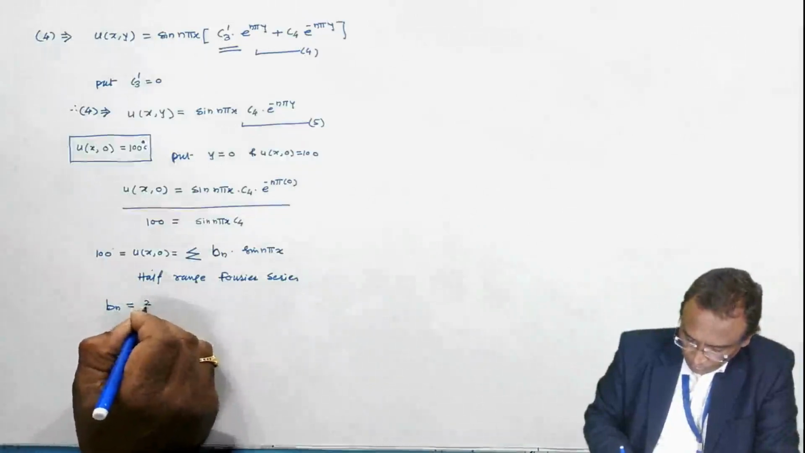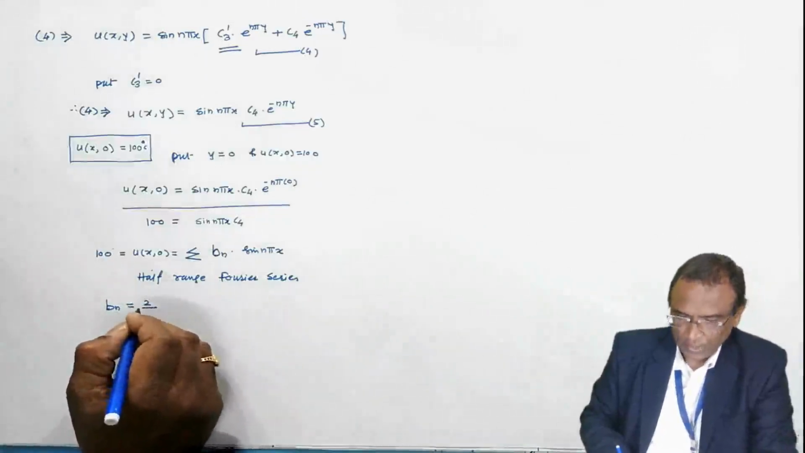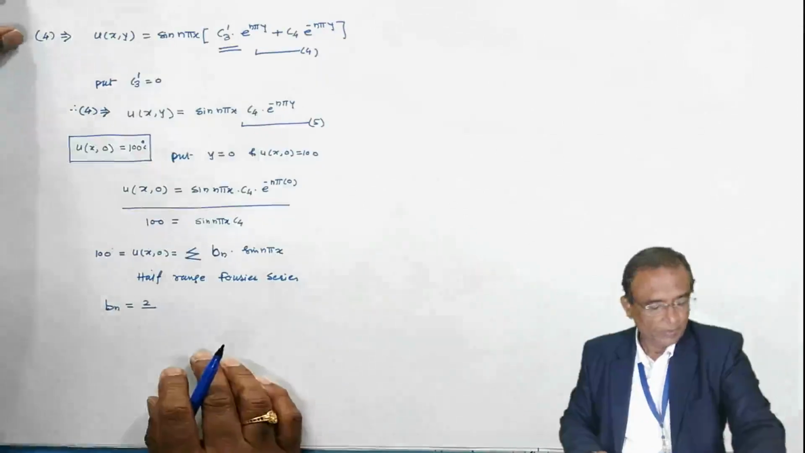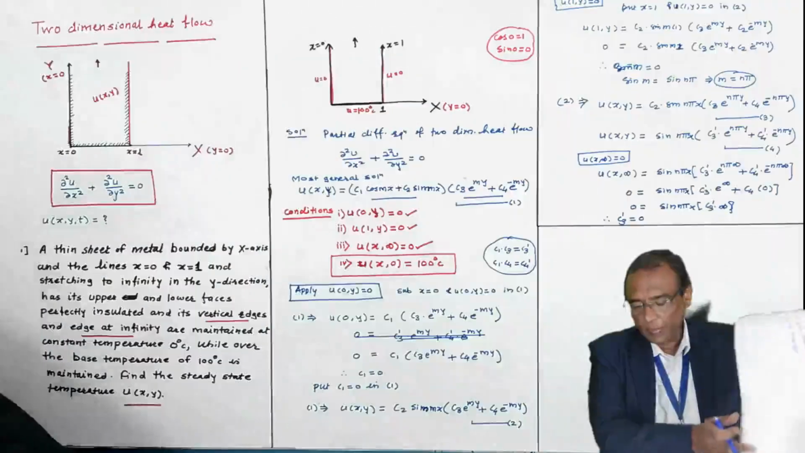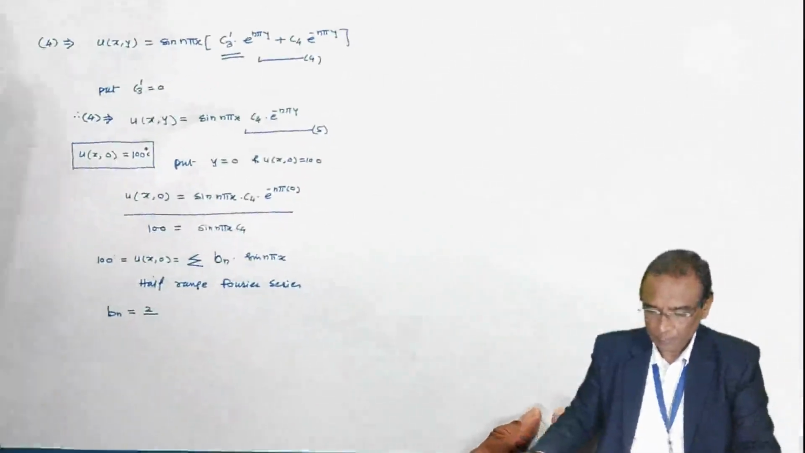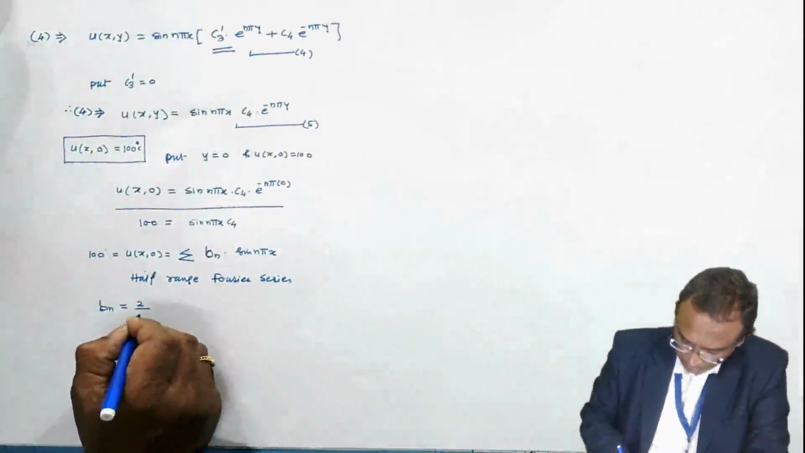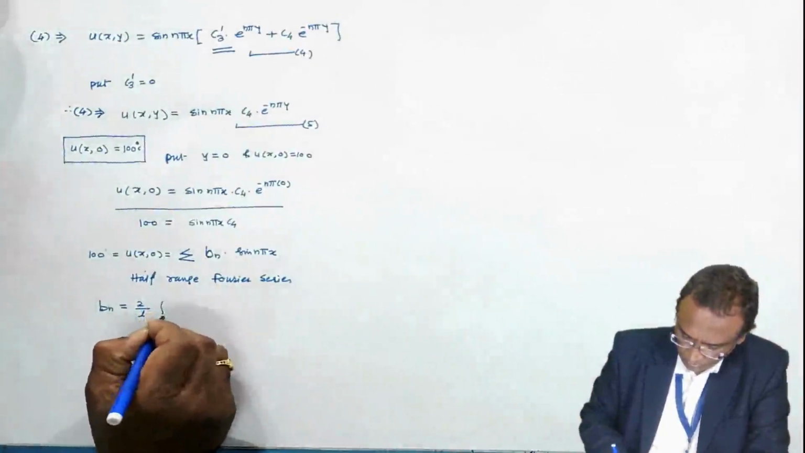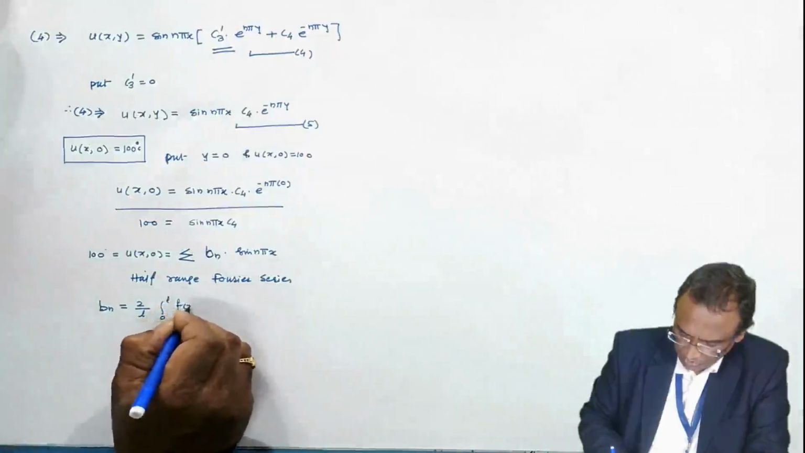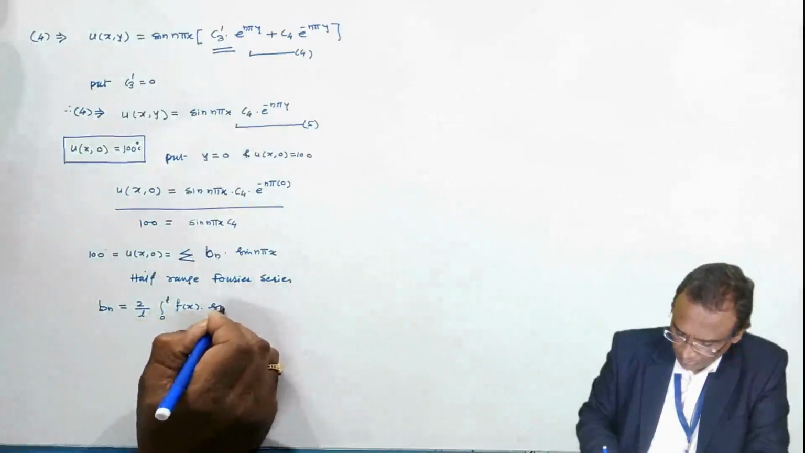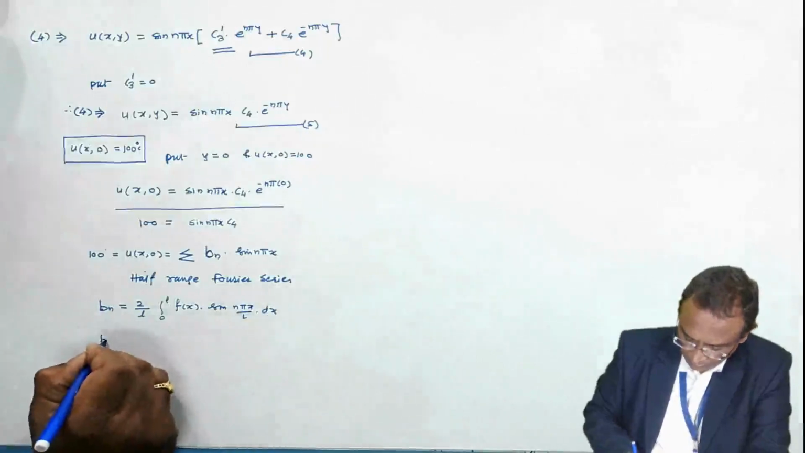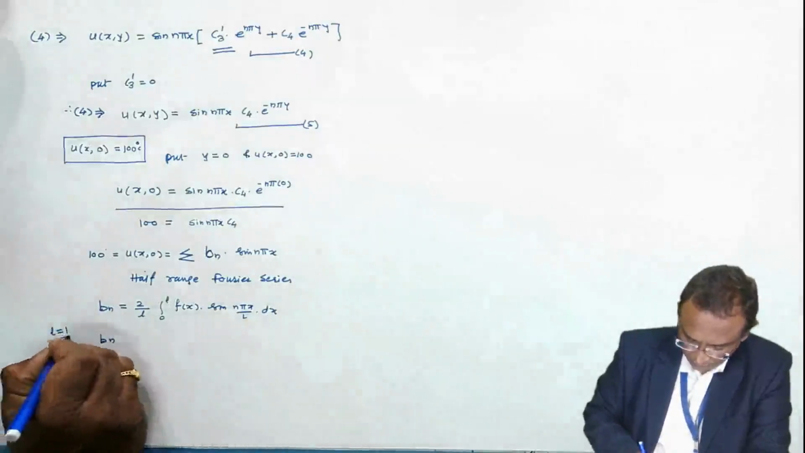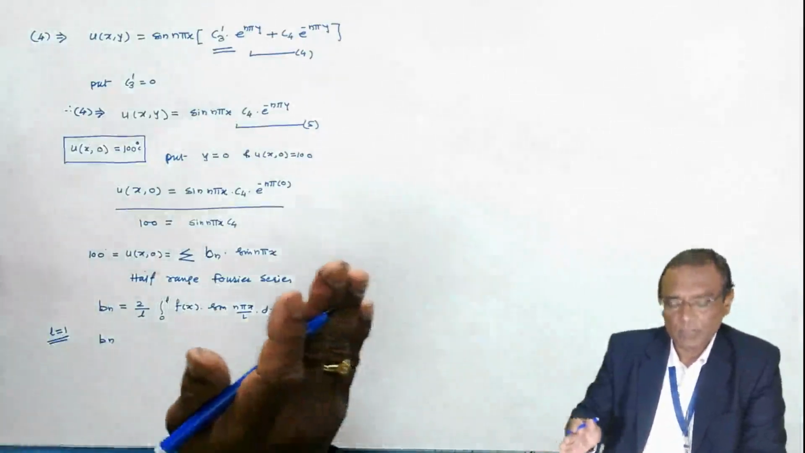Bn is 2 by L, and what is the horizontal length of the sheet? Horizontal length of the sheet is 1. Therefore, 2 by L is 2. This formula I am writing: integral from 0 to L of f(x) into sine of n pi x by L. Here L is equal to 1.